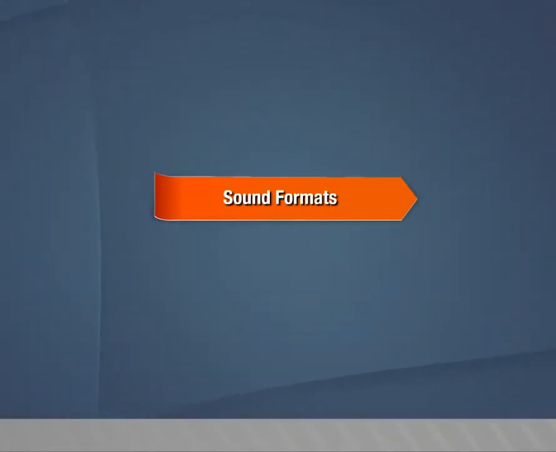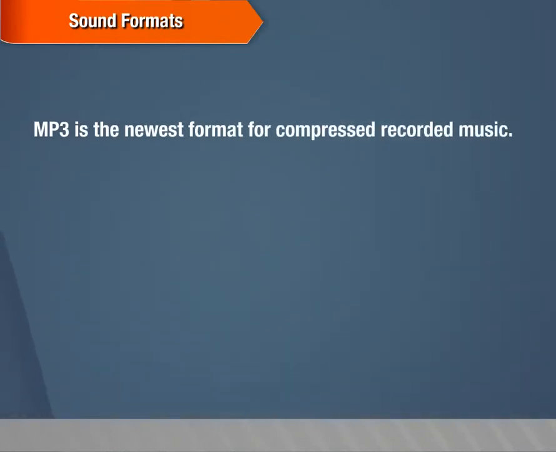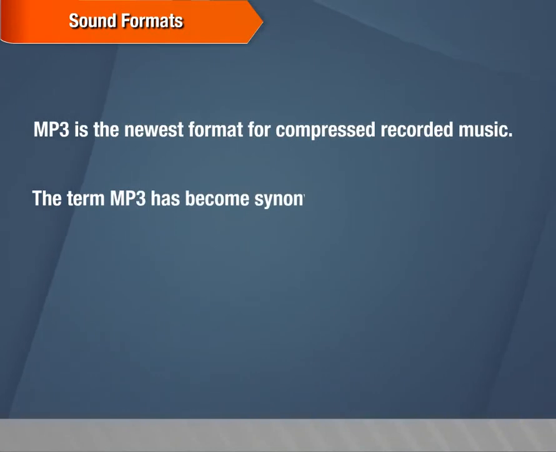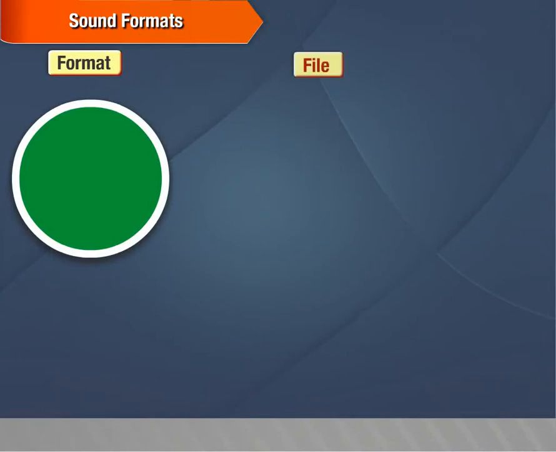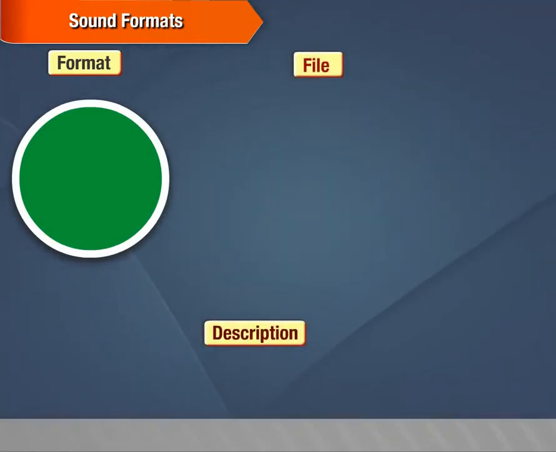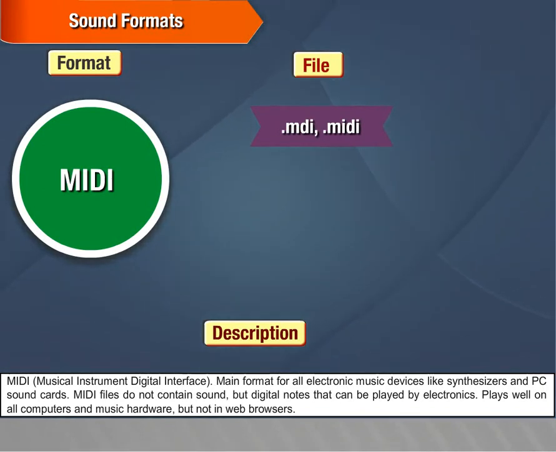Sound formats. MP3 is the newest format for compressed recorded music. The term MP3 has become synonymous with digital music. Format, file, description. MIDI, .mid, .midi. MIDI, Musical Instrument Digital Interface, is the main format for all electronic music devices like synthesizers and PC sound cards. MIDI files do not contain sound, but digital notes that can be played by electronics. Plays well on all computers and music hardware but not in web browsers.